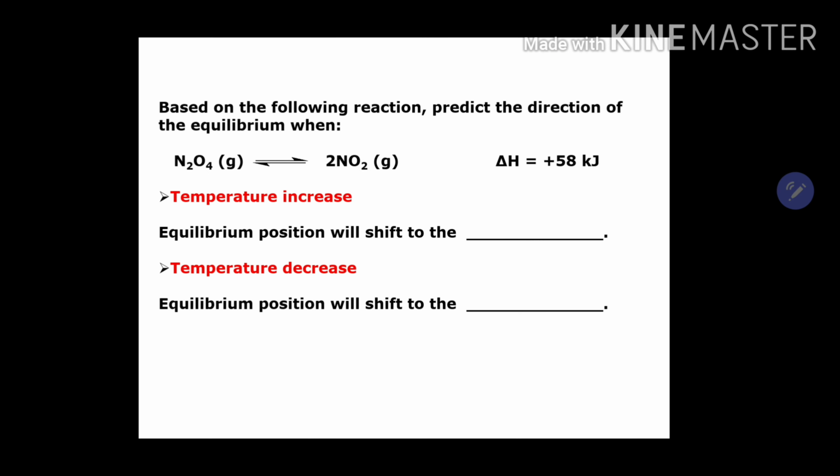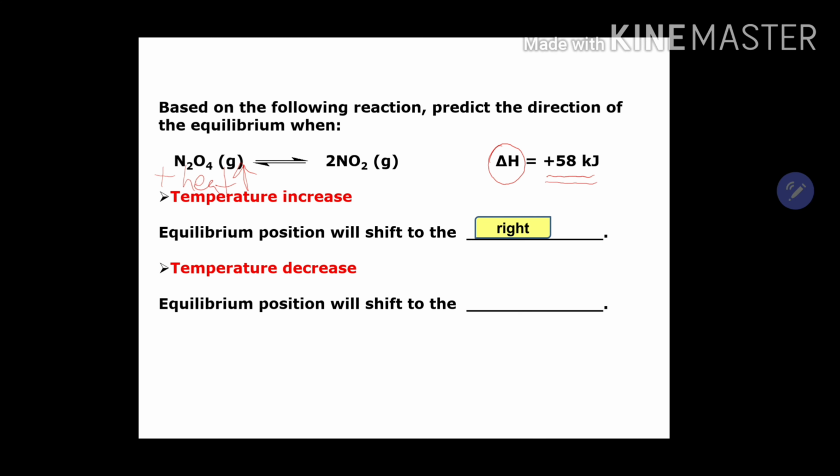On the following reaction, predict the direction of the equilibrium when 1 mole of N2O4 produces 2 moles of NO2. First, look at the delta H. Because the delta H is a positive value, the reaction is endothermic. So make sure you put heat beside the reactant. When the temperature increases, heat increases. So of course the equilibrium position will shift to the right to decrease heat.